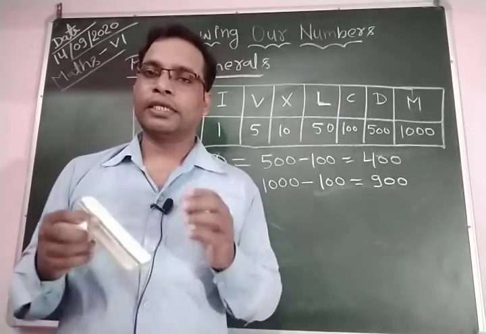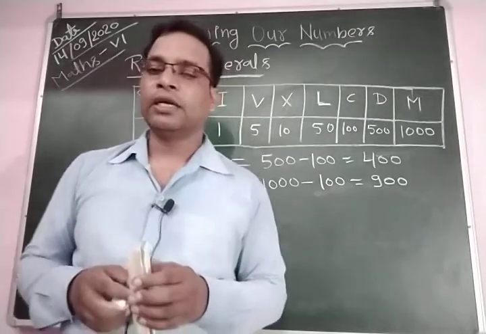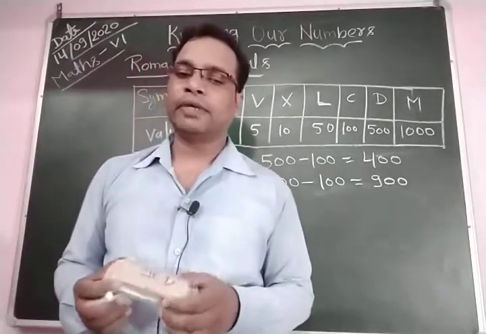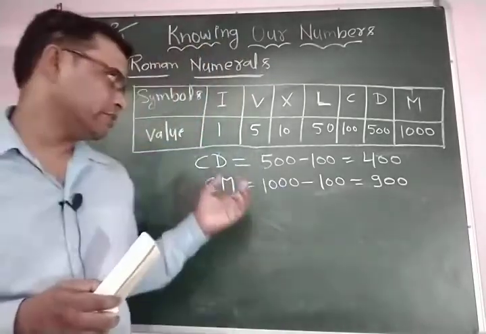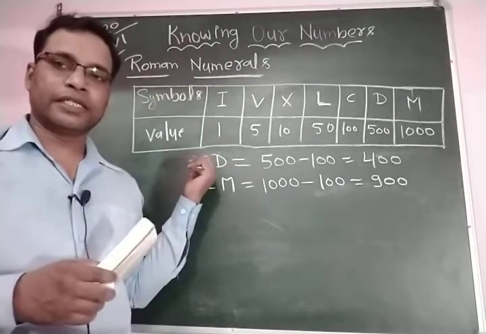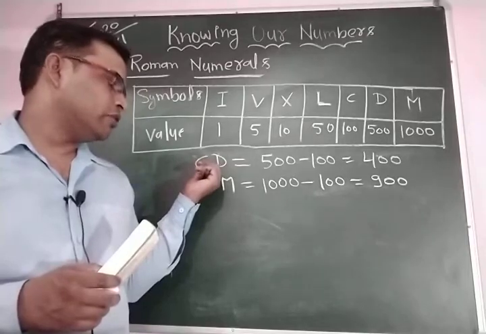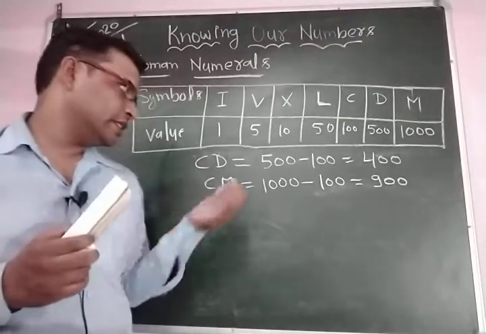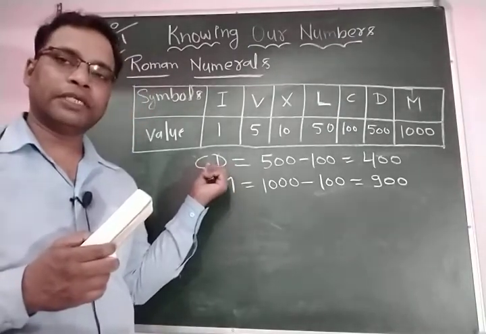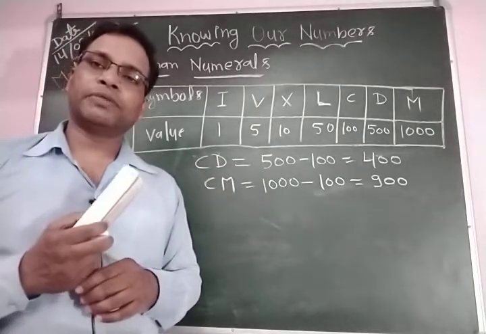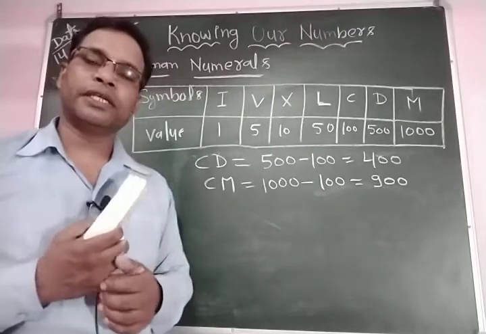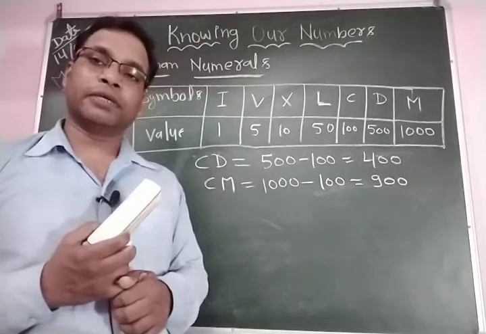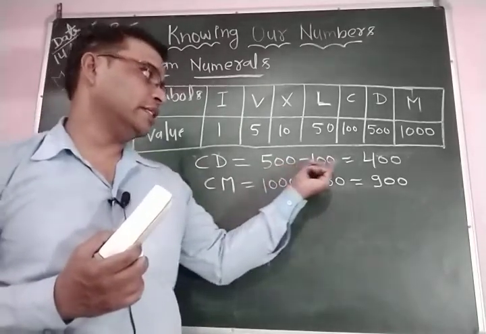I revise this rule: a symbol of smaller value written to the left of a symbol of greater value, then its value gets subtracted from the symbol of greater value. So you can see here these are more examples. We take CD. The symbol of smaller value is C and the symbol of greater value is D. And C is written to the left of D. It means that we subtract the value of the symbol C from the symbol D. Or you can say you subtract the symbol of smaller value from the symbol of greater value. So 500 minus 100 is equal to 400.